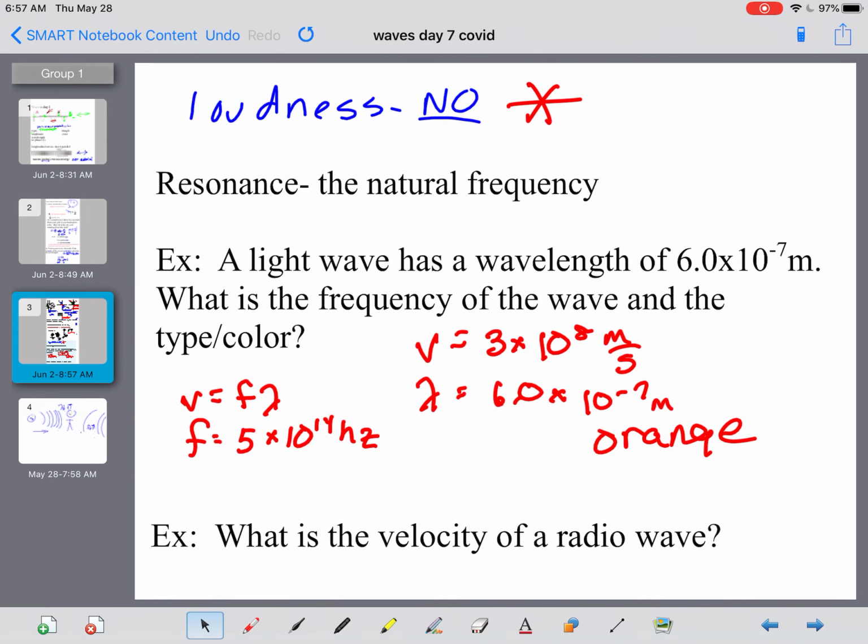And then my last question I wanted to ask you, what's the velocity of a radio wave? Take a moment, write it down. All right, a radio wave, if we look at that electromagnetic spectrum, it appears on it. Now remember, everything in the electromagnetic spectrum goes the speed of light. So it is 3 times 10 to the 8th.